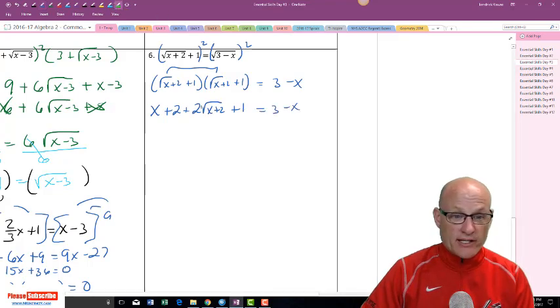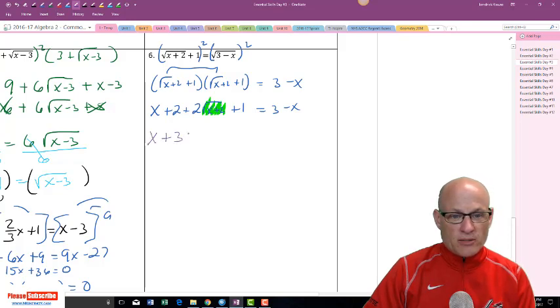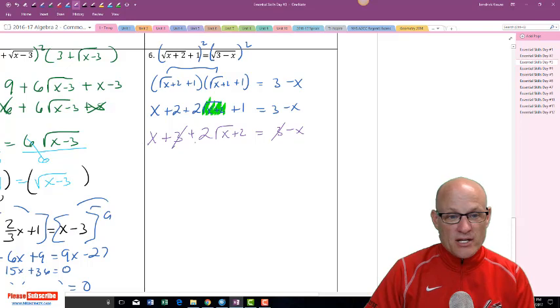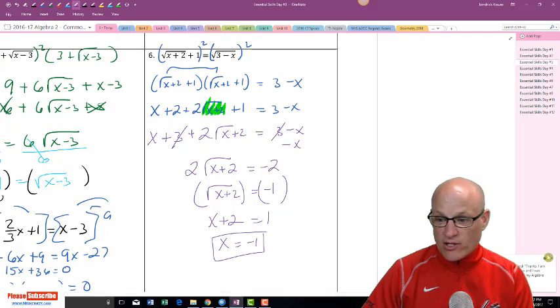Now I got another weird thing. I got to get this weird thing alone. So I'm going to bring everything over. Now this is a 3. Oh, that's going to be nice. This is really x plus 3 plus 2 square roots of x plus 2 equals 3 minus x. And since I have a 3 on this side and a 3 on this side, I can cancel them. I'll subtract this x. So I end up with 2 square roots. This one turns out to be tons easier than that last one. Divide by 2, and I get the square root of x plus 2 equals negative 1. Holy crap. Square both sides. So I get x plus 2 equals 1, or x equals negative 1. That looks like that's the only answer.